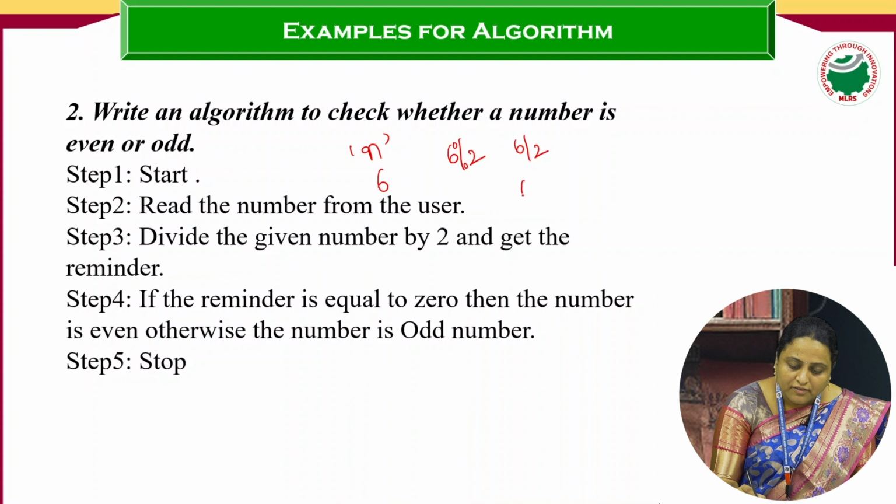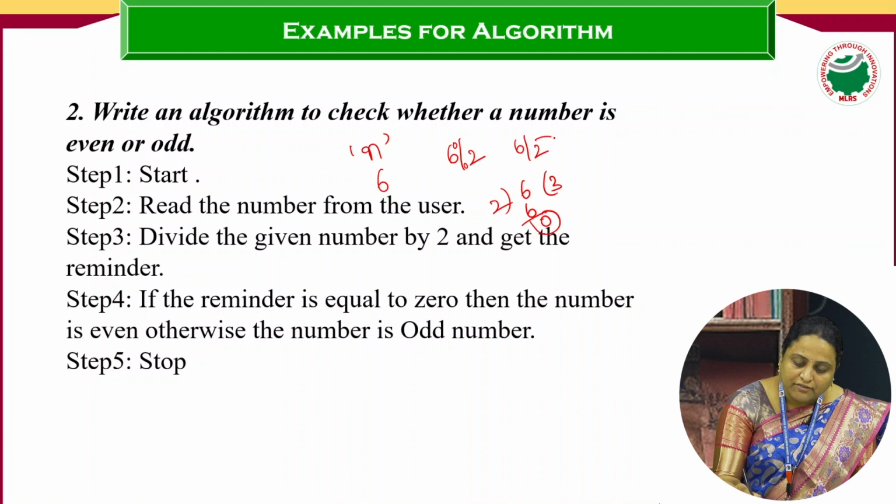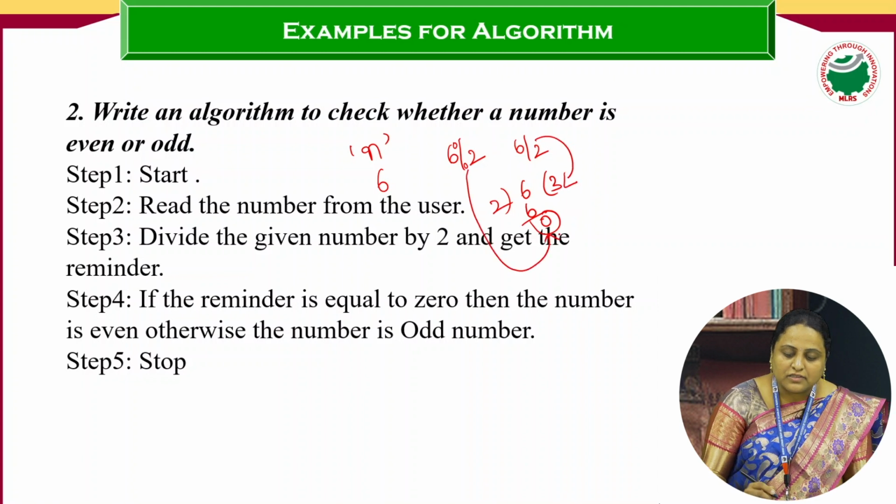For example, when 6 is divided by 2, it goes 3 times. 2 3s are 6 and the remainder is 0. If you write 6 divided by 2, it gives the answer 3. If you write 6 modulus 2, it gives the answer 0.